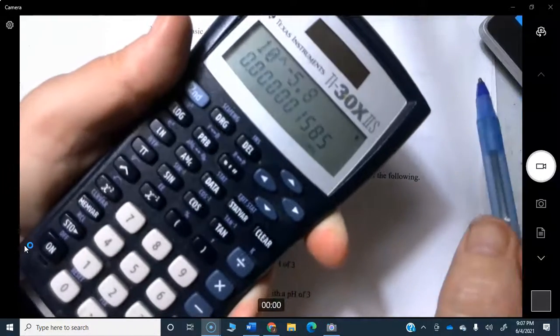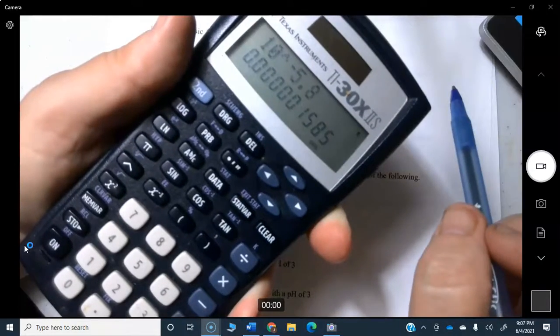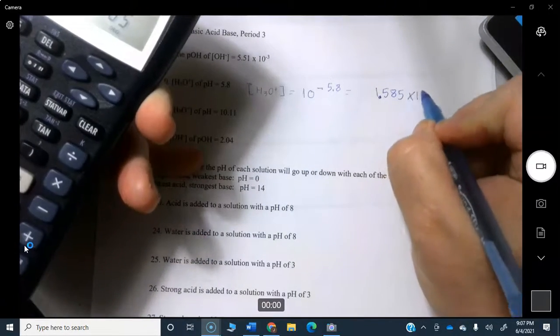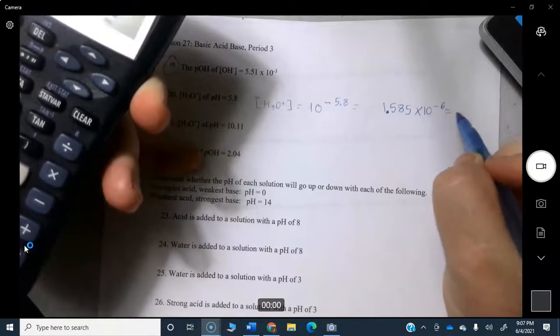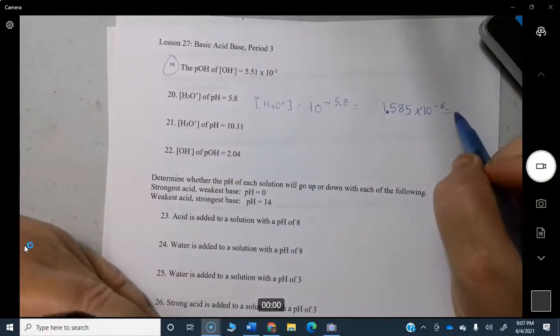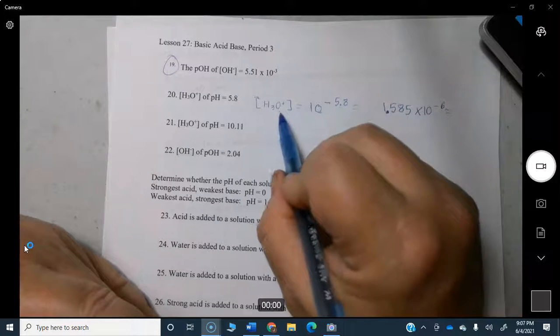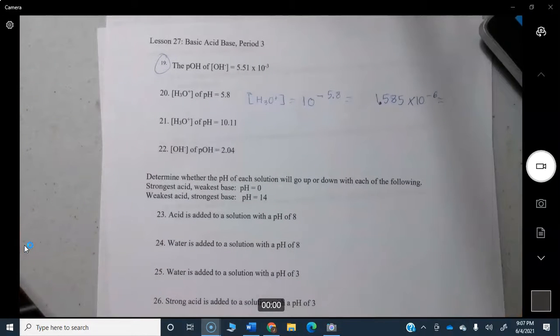Negative 6 doesn't make it a negative number. It makes it a positive number between 0 and 1. So it's going to be times 10 to the negative 6. And that equals the H3O concentration. There it is. I wrote it right there. Okay, all right. Do the next one.